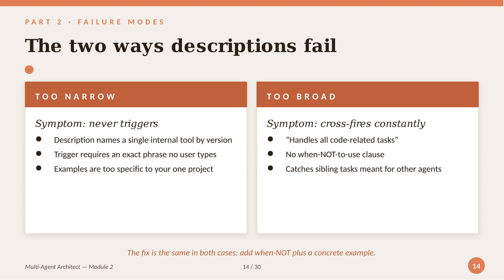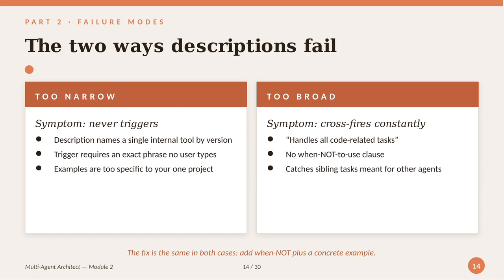The description names a single internal tool by version, something like "reviews output of my internal tool v3 rc7," and no user is going to phrase their request that way. The trigger requires an exact phrase nobody types. The examples are too specific to your project, so the router can't generalize.